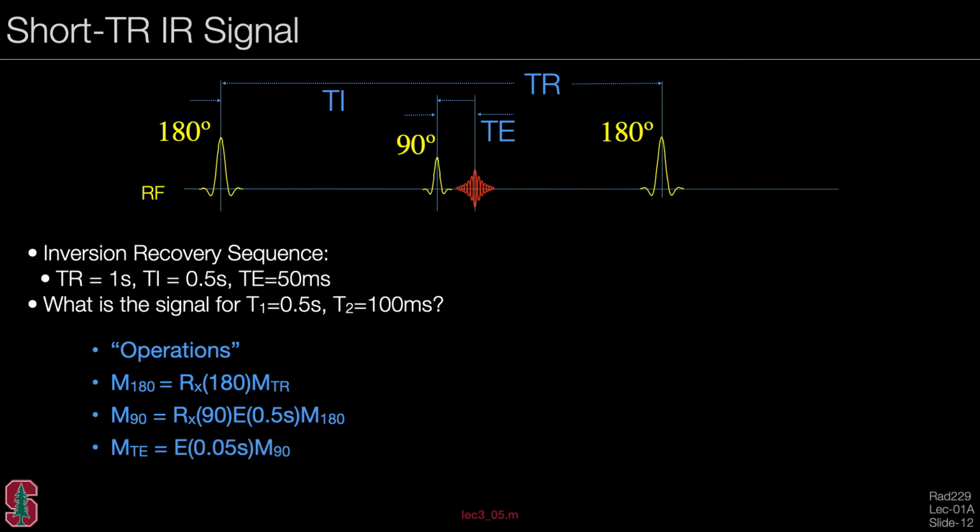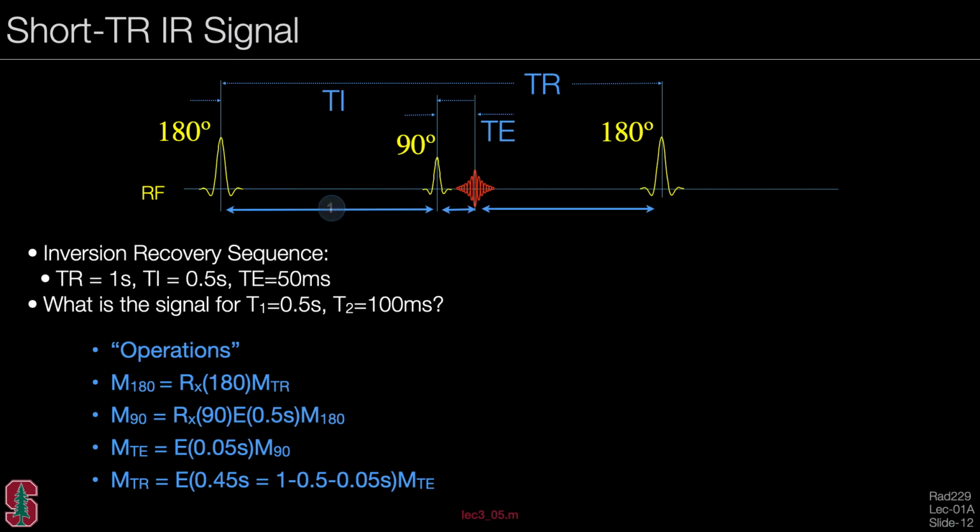Then we will express the magnetization at TE as some relaxation following the 90-degree pulse. And finally, the magnetization at the end of TR we will express as some amount of relaxation from the echo time. And notice that the duration of the relaxation has been expressed in this expression E, which represents relaxation. So these are sort of operations or pseudocode. These are 3 intervals here.